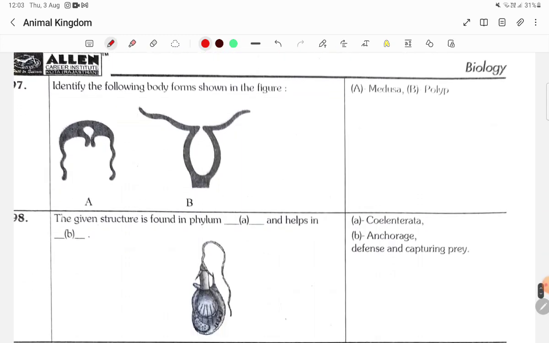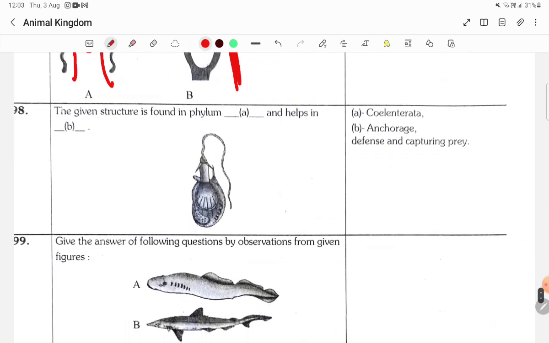Coming on, this is medusa. Medusa is umbrella shaped actually, and polyp is P-shaped. So this is polyp and this is medusa. Coming on 89, this is in the phylum Coelenterata, anchoring organs, these cells are known as cnidocytes. The given structure is found in phylum Coelenterata and helps in anchorage.